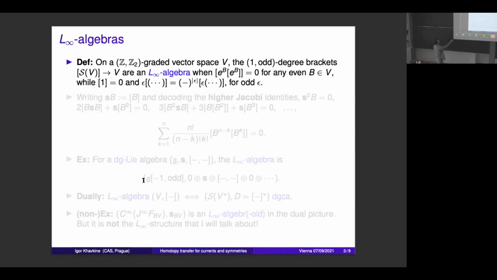Anyway, let's say you have a graded vector space, which is Z and Z2 graded. This would be the ghost grading, and this would be the super grading, the even-odd grading in my terminology. An L-infinity algebra on this graded vector space V consists of a number of brackets. These are multilinear functionals with different numbers of arguments, and they are functionals on the graded symmetric tensor algebra of this vector space.